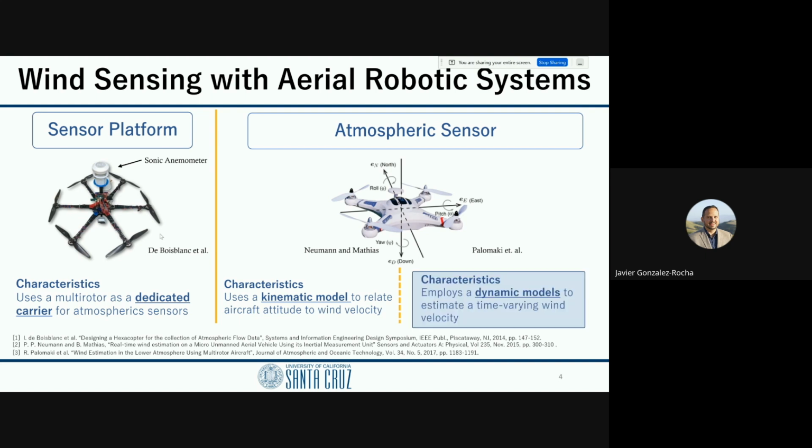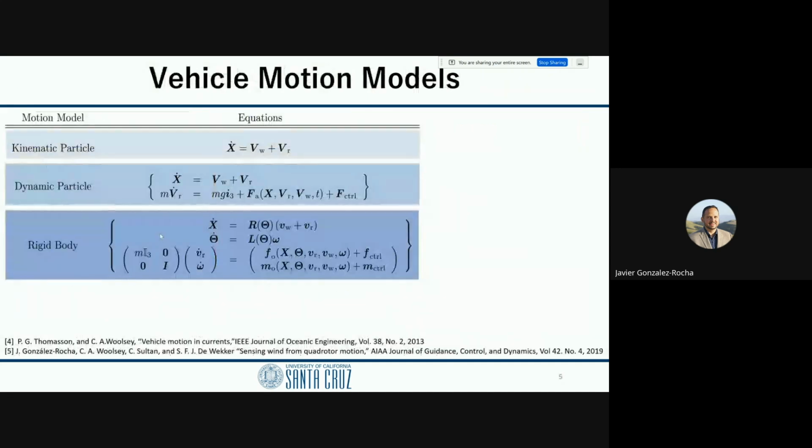To relax this assumption, this is where a lot of my PhD work focused: on developing dynamic models to estimate a time-varying wind velocity, and comparing these estimates to the baseline, which is the kinematic model, to see if we can get higher fidelity or higher accuracy wind measurements. So I developed the three models. The kinematic model was already existing, but just to give you an example.